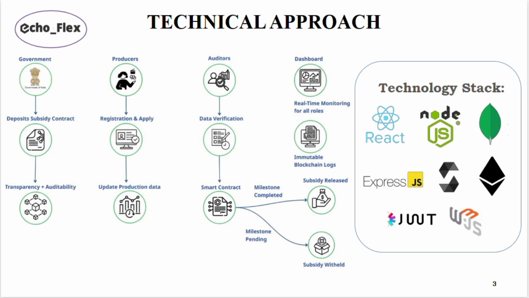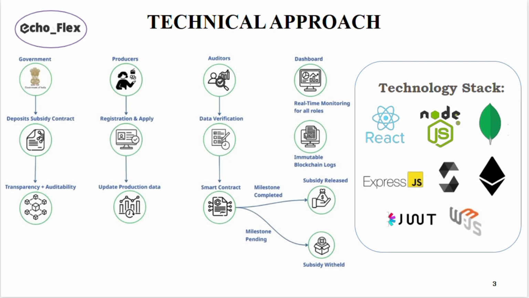This is basically the flow which is having three roles: government, producers, and auditors. We will know better about this flow when we see the product. And this is the technology stack. For front end, we have used React. For backend, we have used Node.js and Express.js. For storing data, we have used MongoDB. For blockchain purpose, we have used Ethereum and Solidity, and for login registration and authentication, we have used JWT.